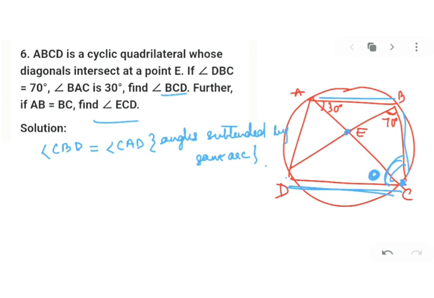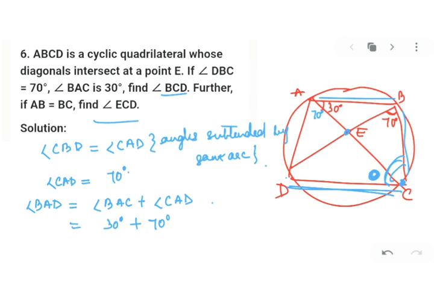So if CBD is 70, what will be angle CAD? Angle CAD will also be 70. So I got angle CAD as 70. Now if you notice angle BAD, can I just take BAD? And what will be BAD? BAD will be angle BAC plus angle CAD. So if I have BAC as 30 and CAD as 70, so total angle is 90. Sorry, 100. So we got BAD as 100.